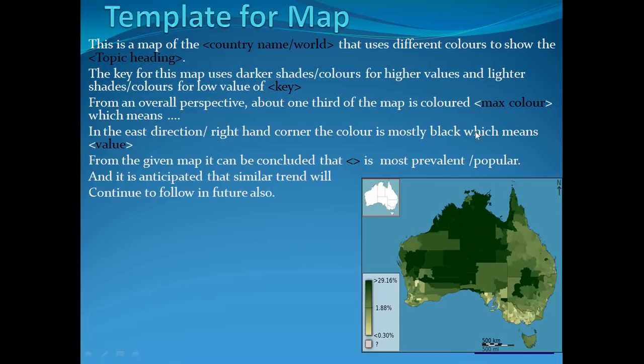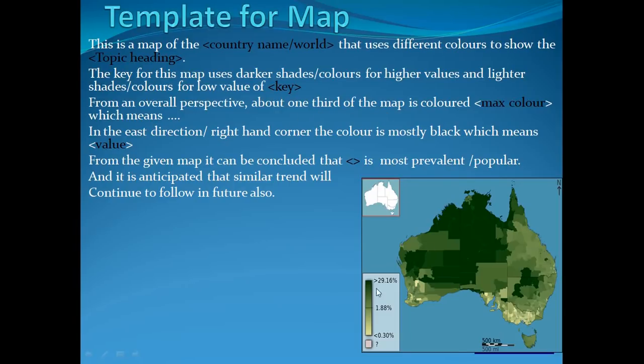So whatever the maximum color is, you can just mention that. For example, in this scenario you can see that most of the color is dark green, so you can just mention about 1/3 of the map. You can also use half of the map or 1/4 of the map.